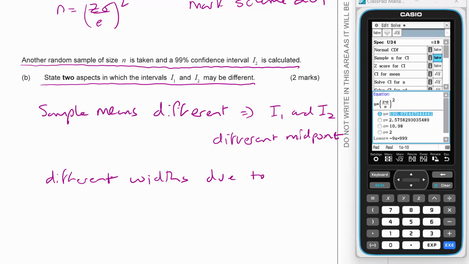This is due to variation in standard deviation, because not all of our samples are going to have the same standard deviation.